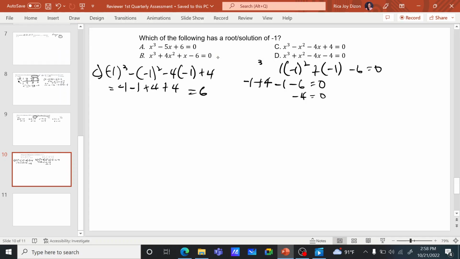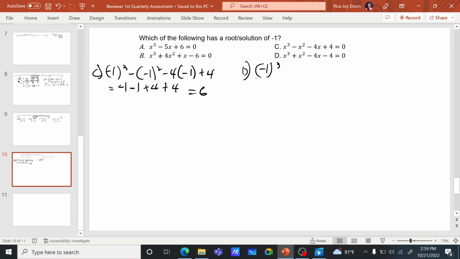We're left with one choice, which is letter D. Let's replace x with negative 1. That would become negative 1 cubed plus negative 1 squared minus 4 times negative 1 minus 4. Negative 1 cubed means negative 1. Negative 1 squared is 1. Negative 4 times negative 1 is 4, minus 4. So obviously, negative 1 plus 1 is 0, and 4 minus 4 is 0. That means letter D has a root or solution of negative 1. That's the answer.